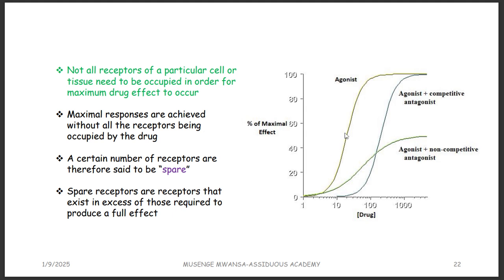You can see the first line here is representing an agonist. When you get an agonist, and then you give another drug which is a competitive antagonist. What does an antagonist do?